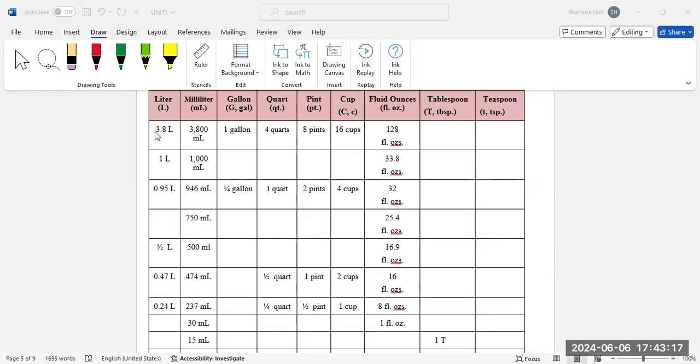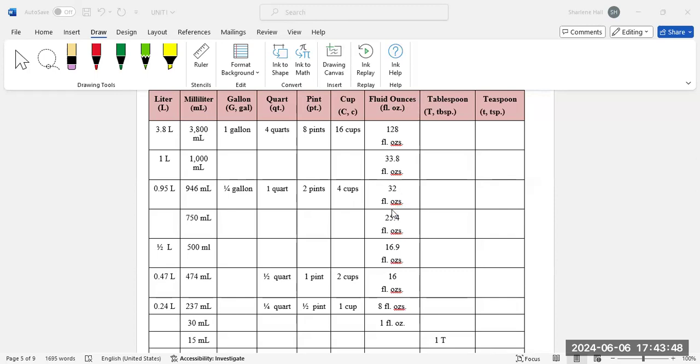So 3.8 liters is equal to 3,800 milliliters, which is equal to 1 gallon, 4 quarts, 8 pints, 16 cups. They're all liters. So you notice one talks about liters and milliliters, and also makes reference to gallons.